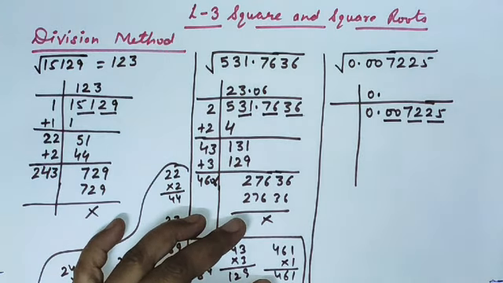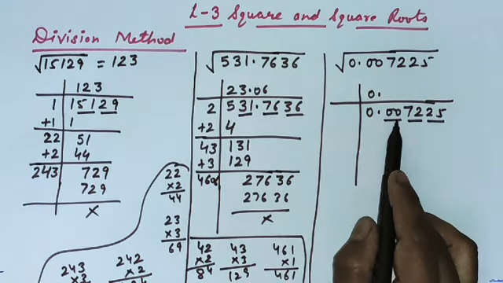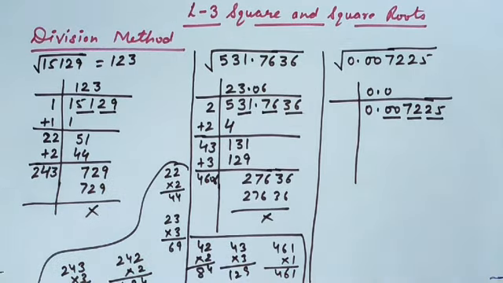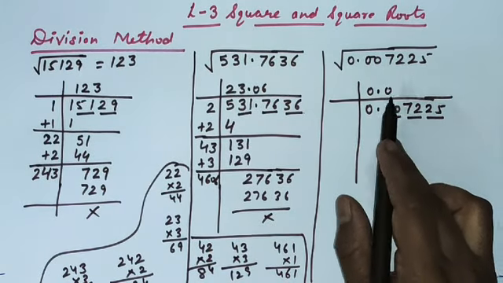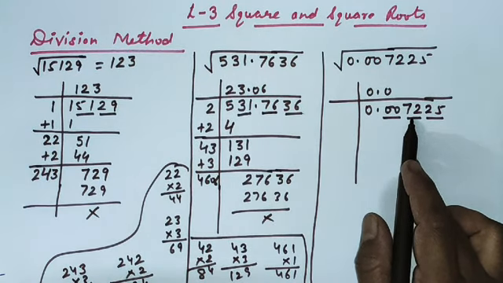Before decimal we put a 0. This is the standard form of writing the decimal numbers. Now here I am having 2 zeros, so I will write 1 0 here. Okay, because I am having 2 zeros here, so I will write 1 0 here. Now the first pair which is going to be divided is 72.